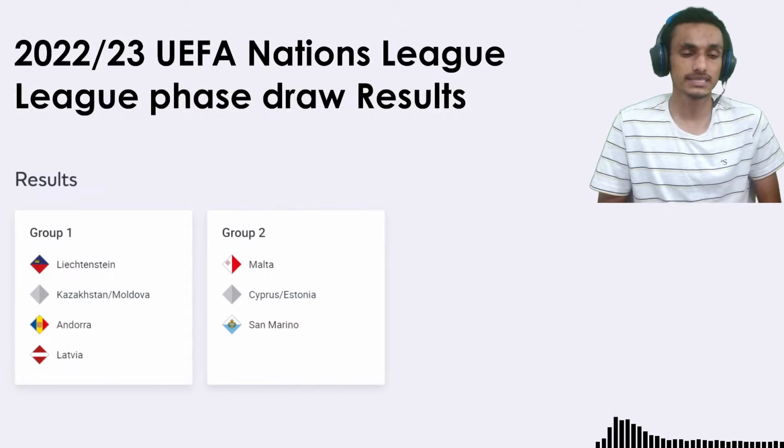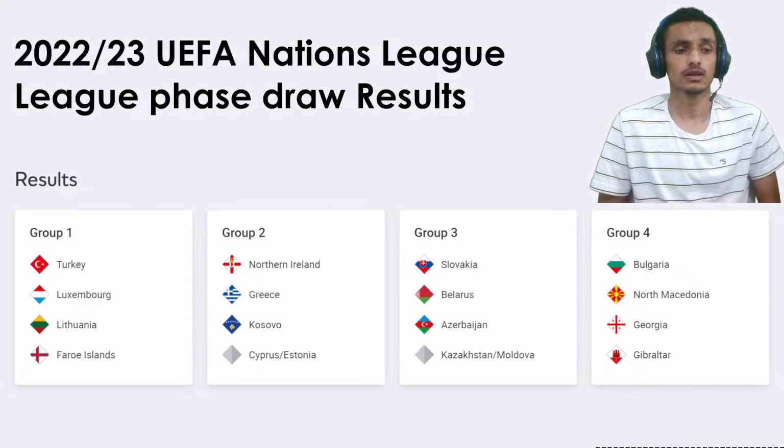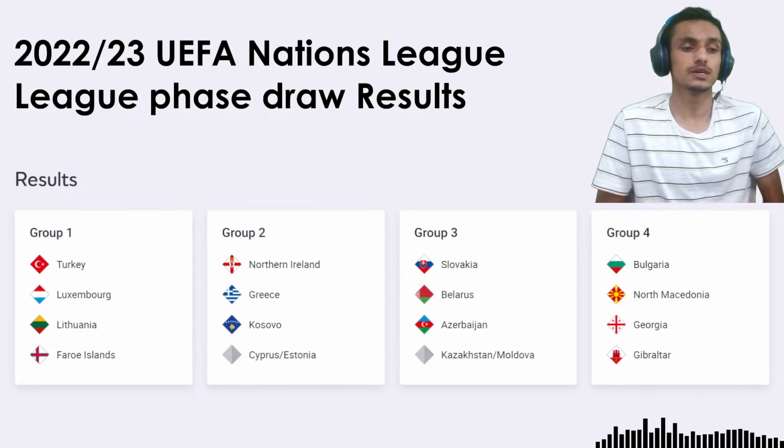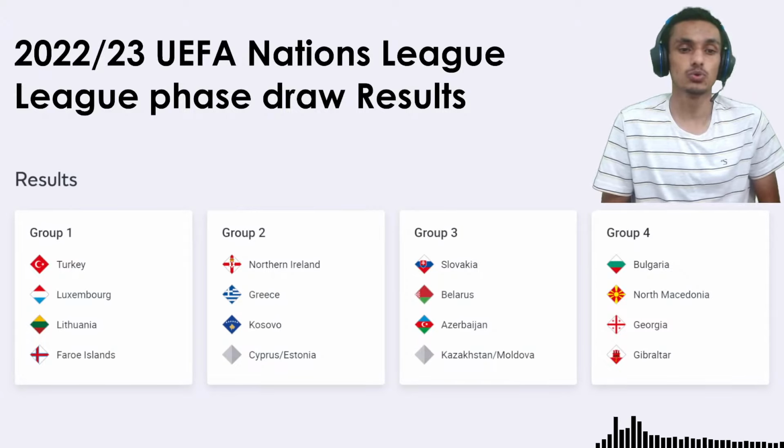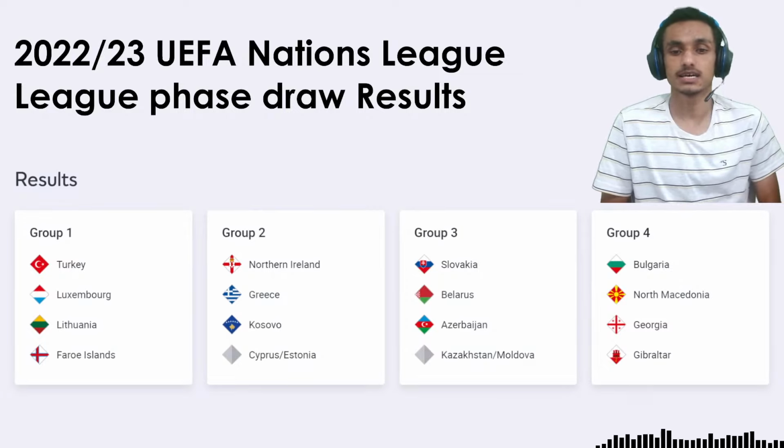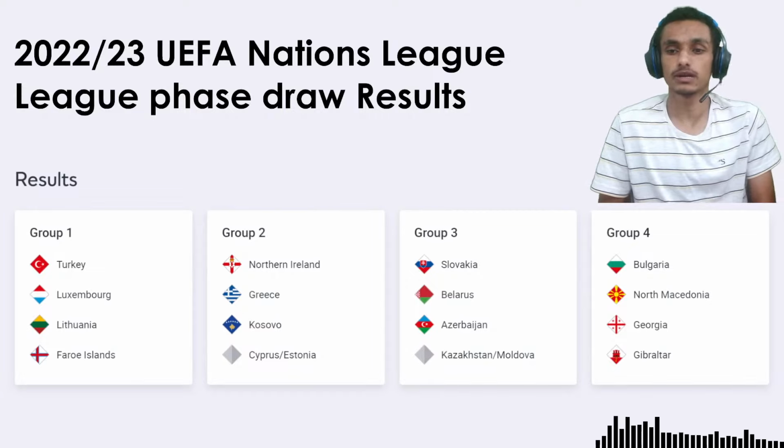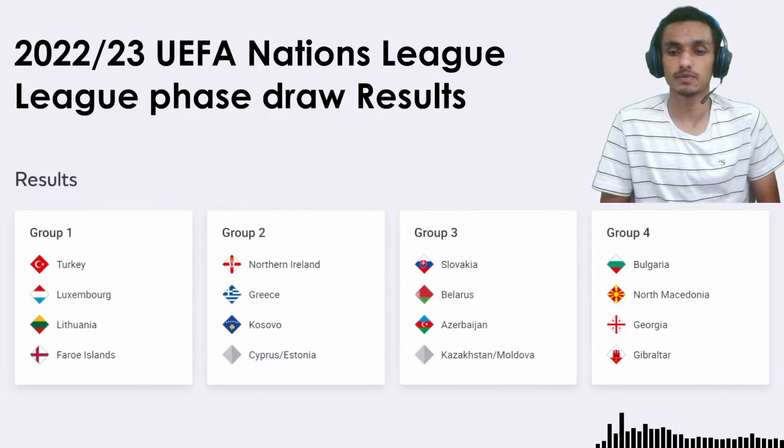Moving on to League C. Group 1: Turkey, Luxembourg, Lithuania, Faroe Islands. Group 2: Northern Ireland, Greece, Kosovo and Cyprus or Estonia. Group 3: Slovakia, Belarus, Azerbaijan, Kazakhstan or Moldova. And Group 4: Bulgaria, North Macedonia, Georgia and Gibraltar.